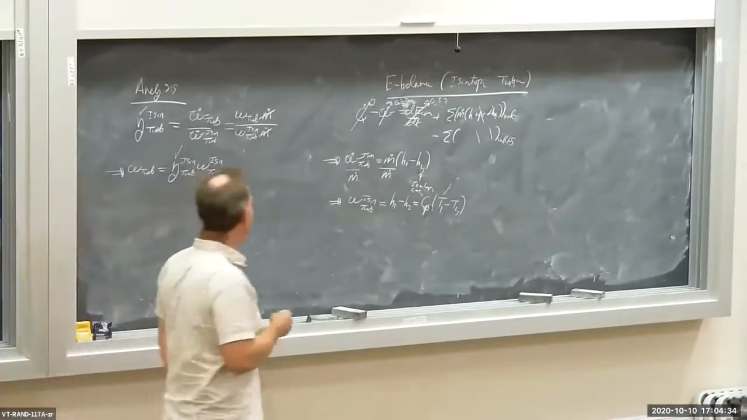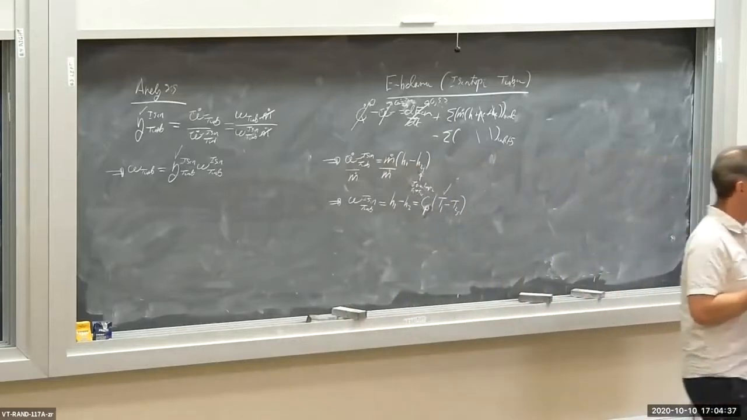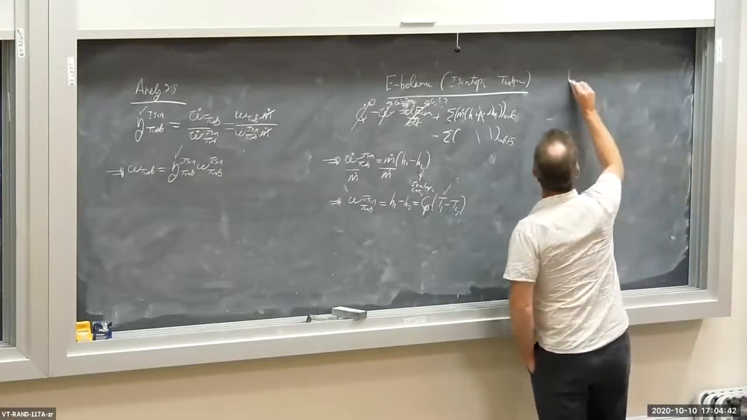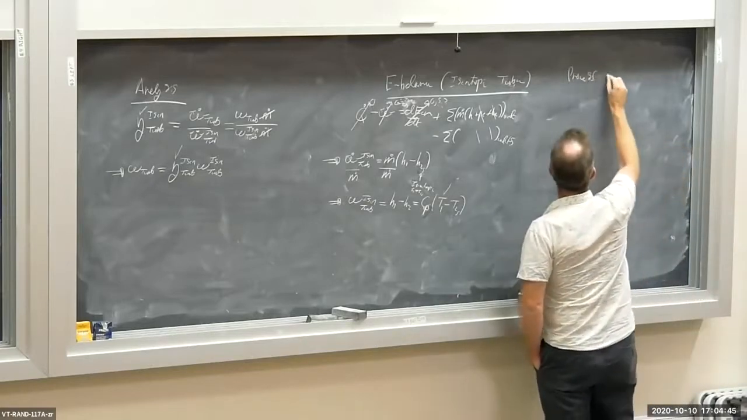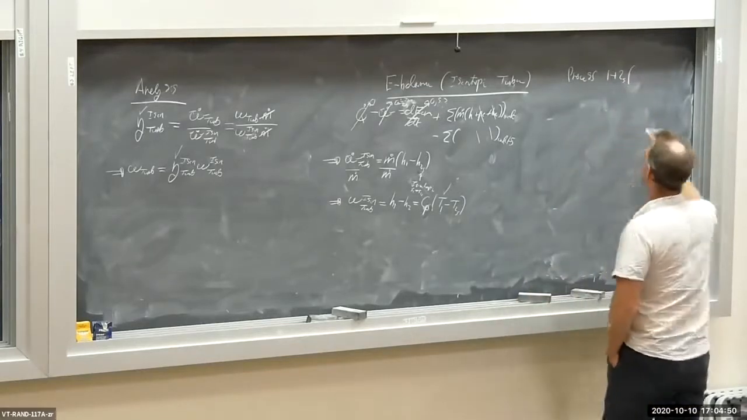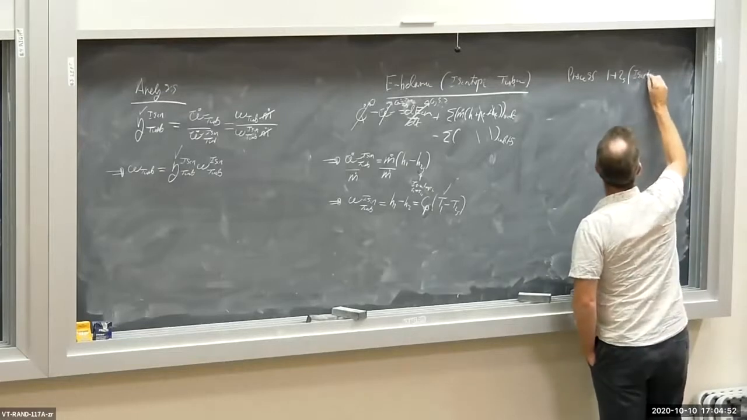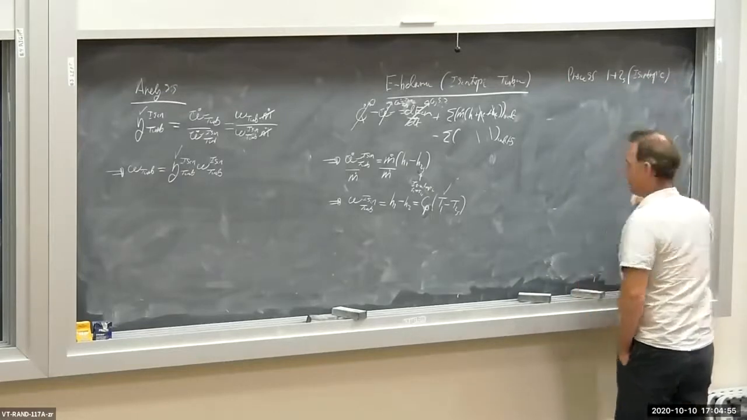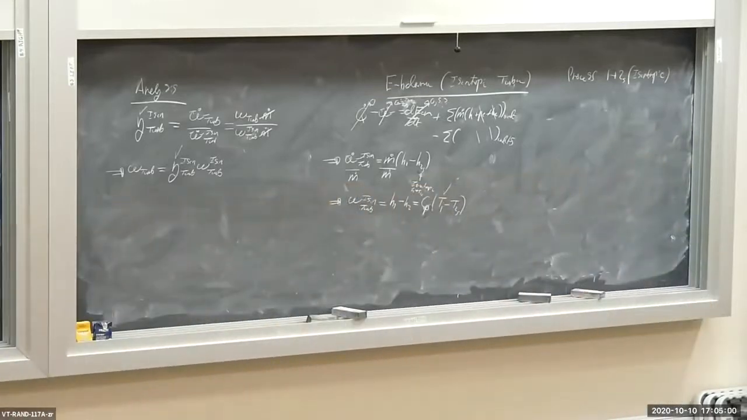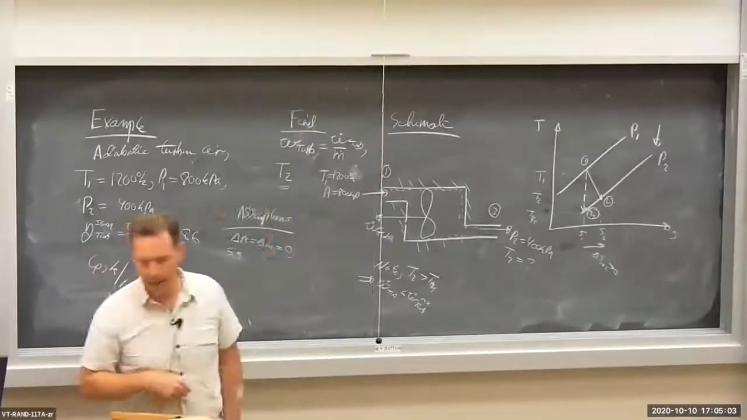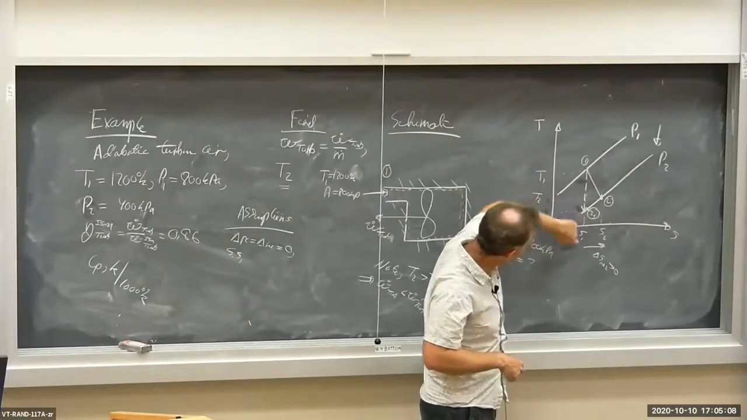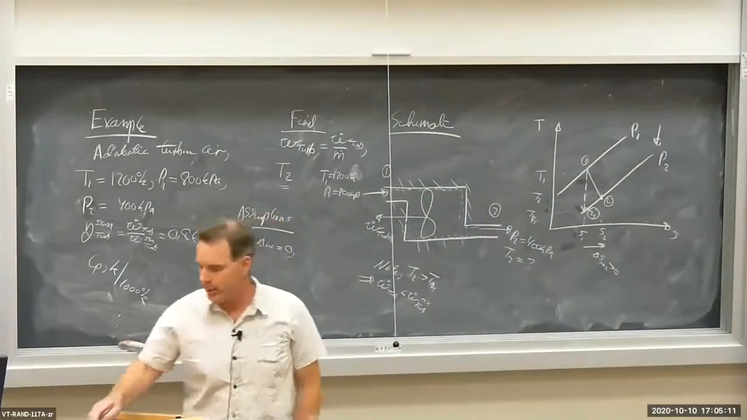Okay, so I need to find T2 sub S. Process 1 to 2 sub S is isentropic. So that's isentropic expansion in the turbine, the reversible isentropic adiabatic turbine. 1 to 2 sub S is vertically down, so S1 is equal to S2 sub S.